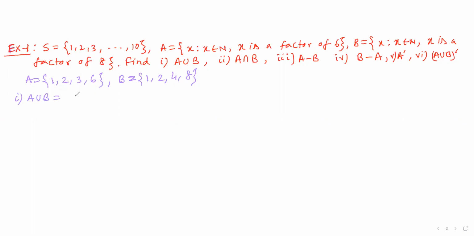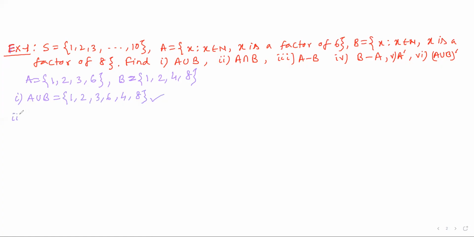A union B means, as I have already told, we have to take all common elements and uncommon elements. So here A set contains 1, 2, 3, 6, B set contains 1, 2, 4, 8. First I have to take the common elements 1, 2, and then the uncommon elements, that is 3, 6, which are the uncommon elements in set A, and 4, 8, which are the uncommon elements in set B. So this is A union B.